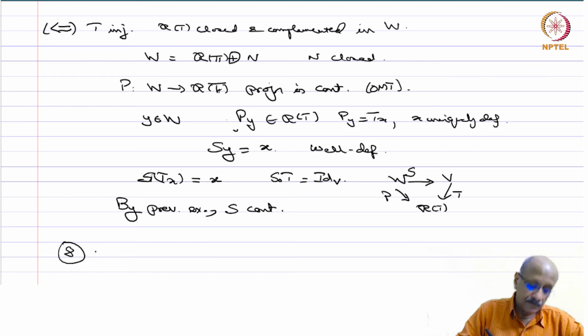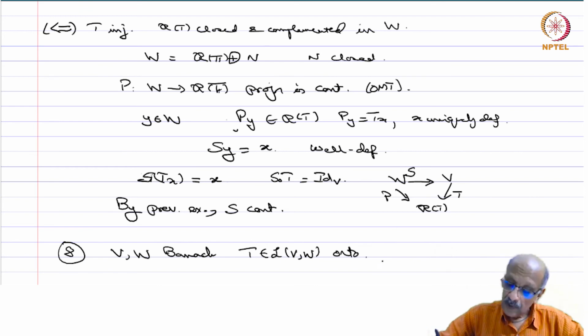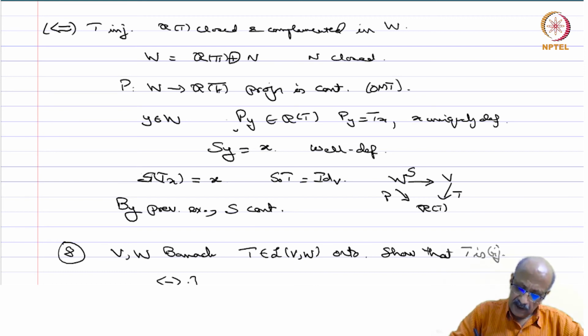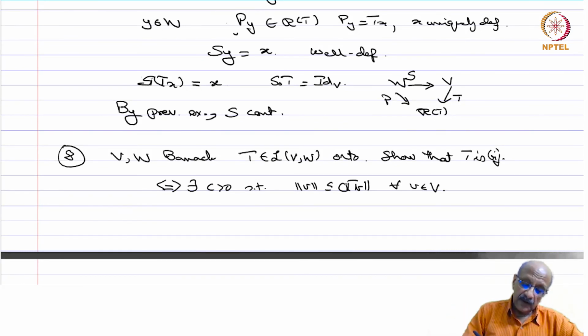Exercise eight. V, W Banach and T in L(V,W), one-one and onto. Show that T is bijective if and only if there exists a C positive such that norm of v is less than or equal to C times norm of Tv for every v in V. So again, the bijection holds if and only if it is bounded below.